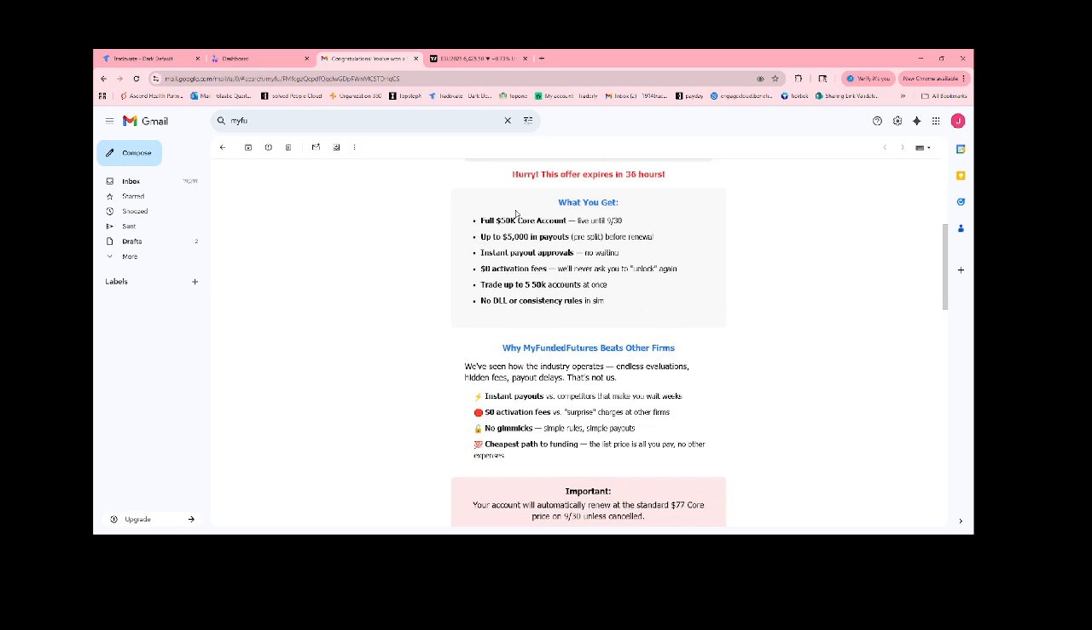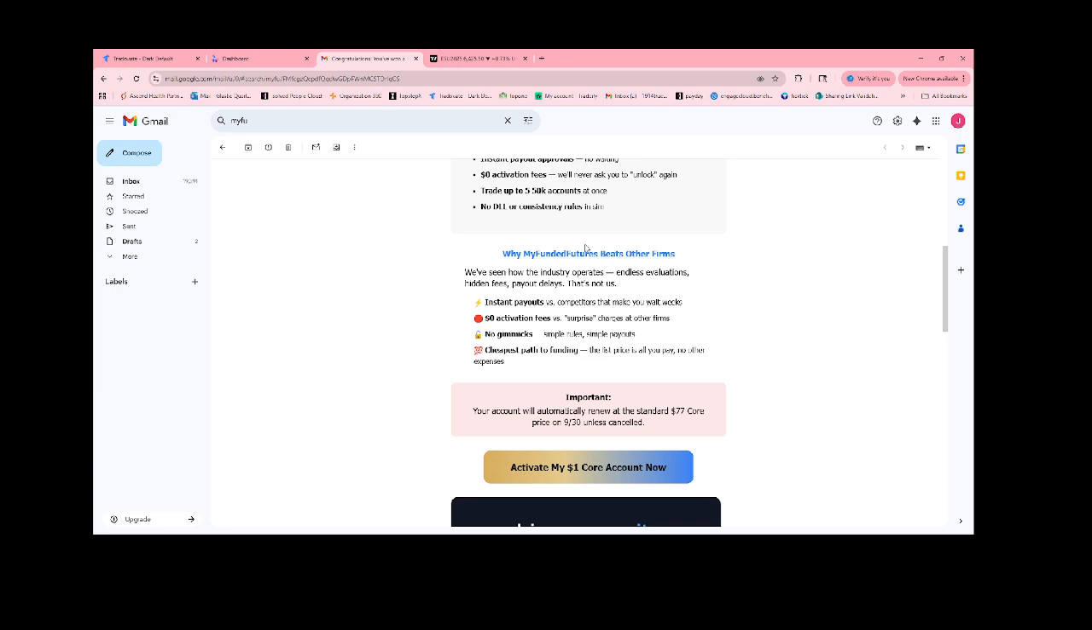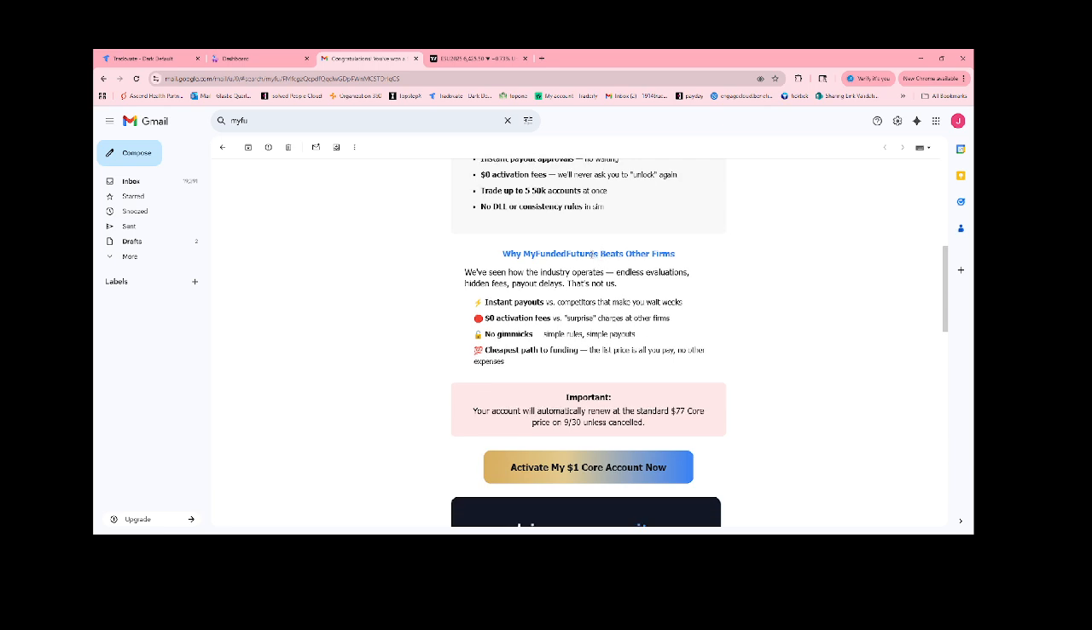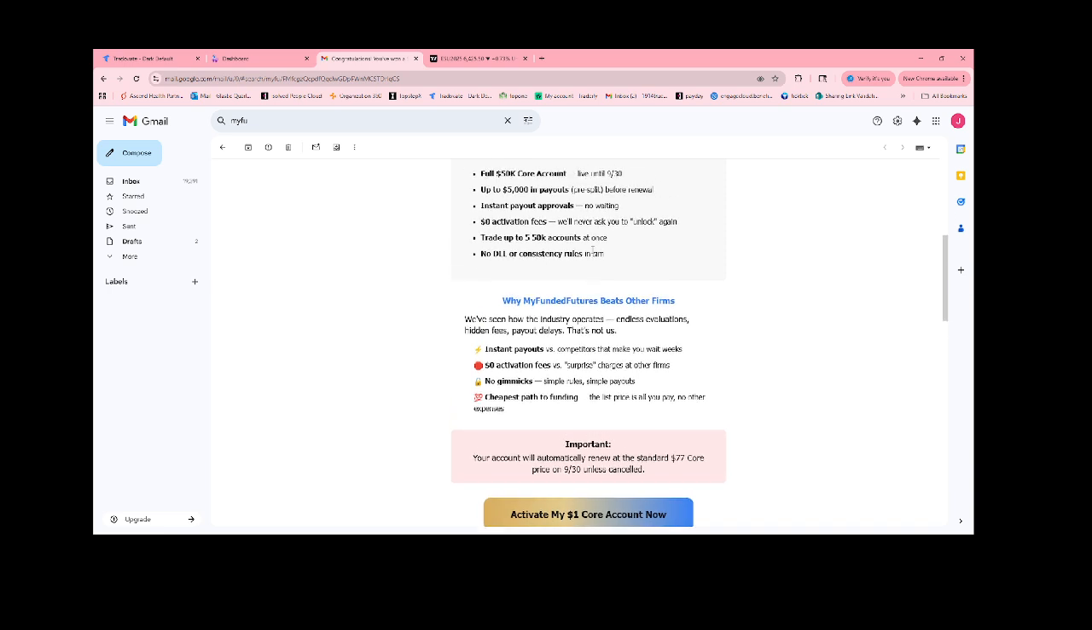They talk about the instant payout approvals, zero activation fees, also no DLL or consistency in the SIM account. With the evaluation account, there will be a 50% consistency rule, so I can't pass within 2 days. I have to take my time. So this is the account.